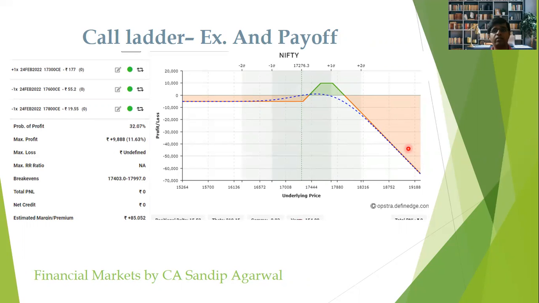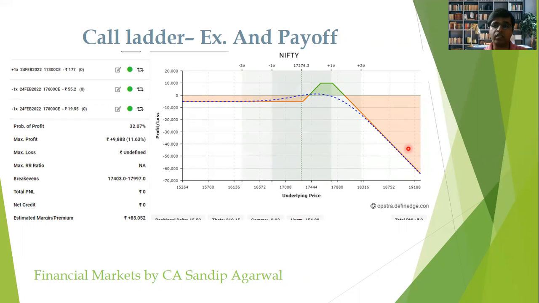So again, this strategy is used by those persons who are into full-time trading and who can manage their positions on a real-time basis. So this is again not a trade recommendation. This is only for the purpose of explaining the concept of the call ladder.